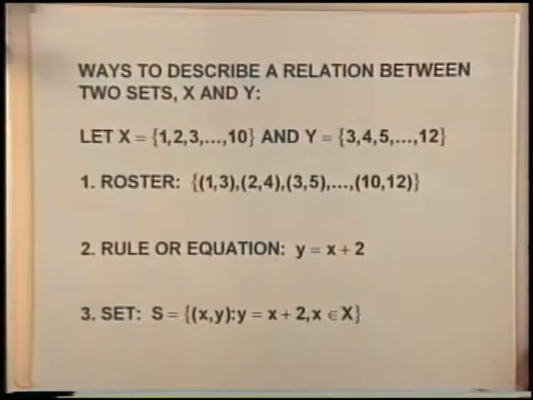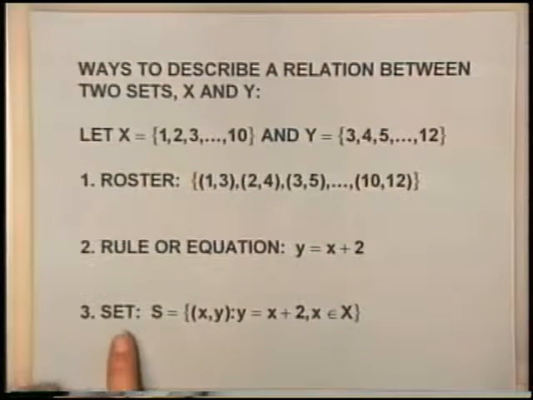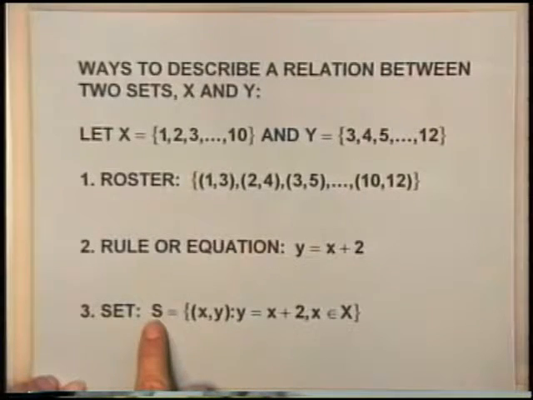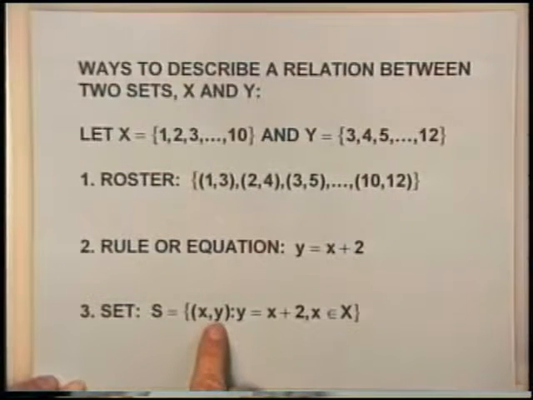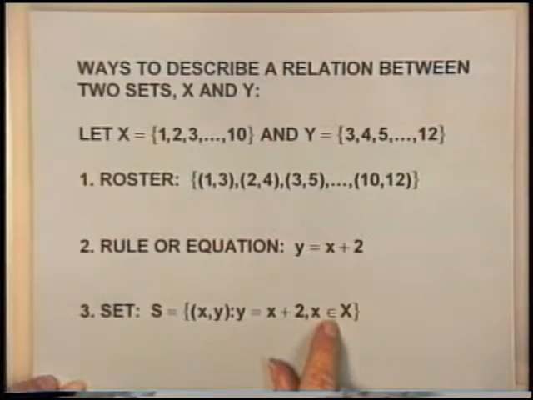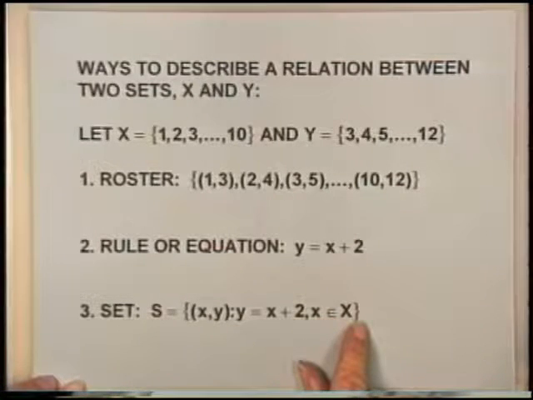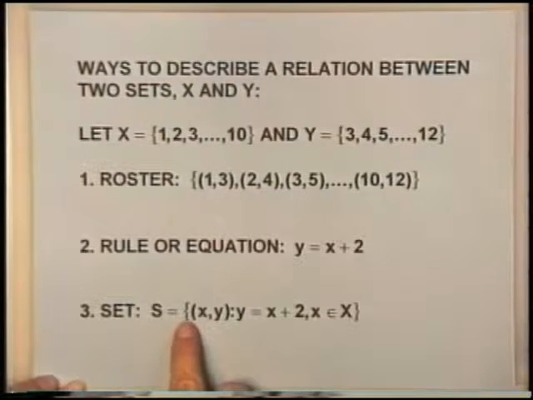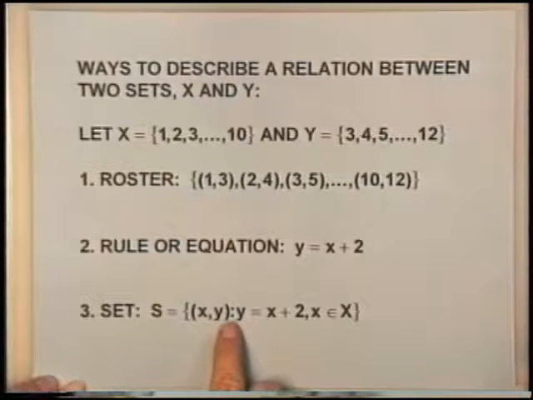The final way of describing a relation is through a set notation like this. Let me read this for you. S is equal to the set of ordered pairs (x, y) such that y is equal to x plus 2 and x is an element of set X. Notice that we read this symbol, of course, as "the set of," which you have probably seen before. The set of ordered pairs (x, y). The colon is read "such that."